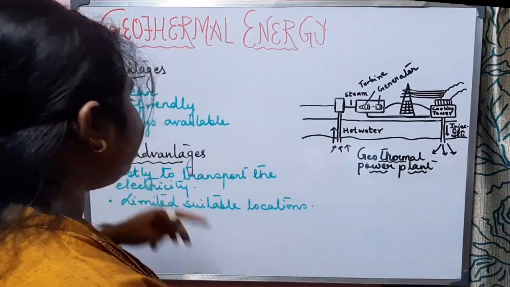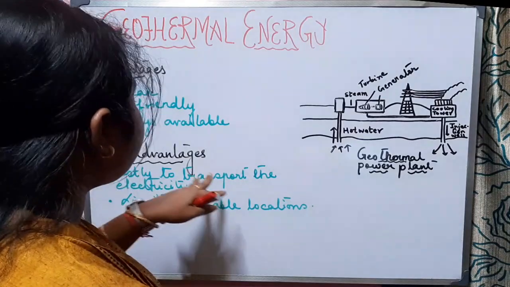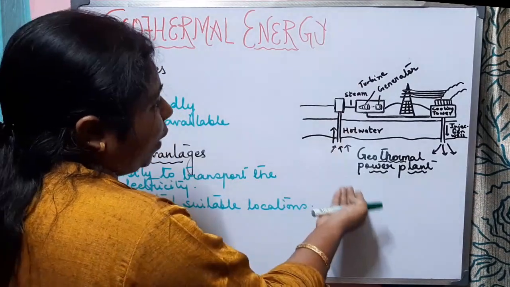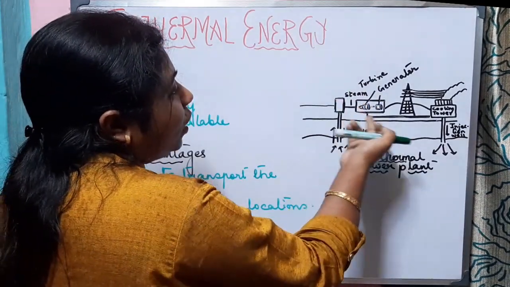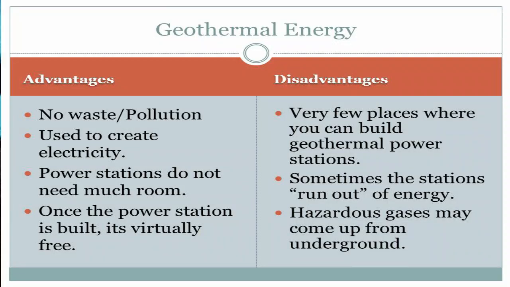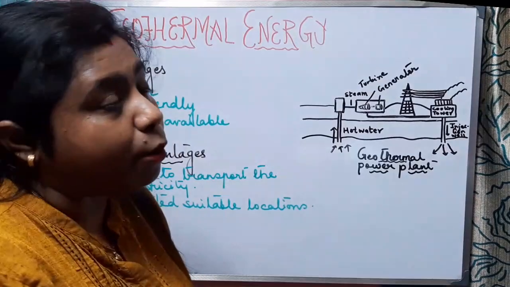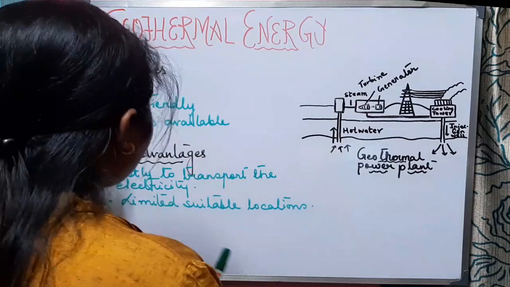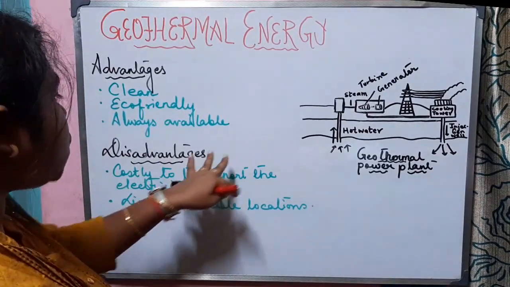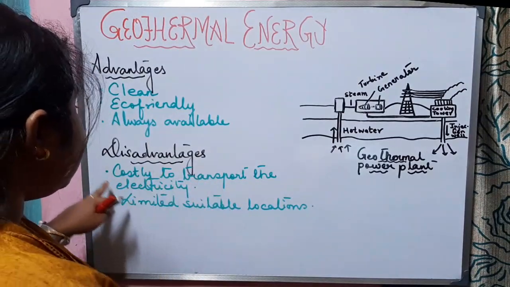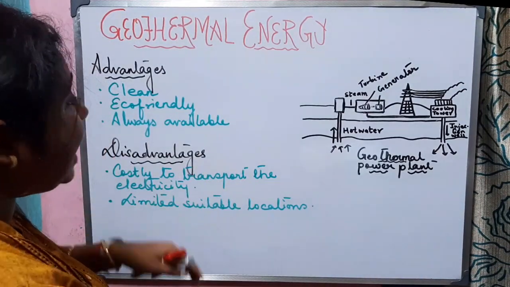Now coming to the disadvantages, it is costly to transport the electricity. Yes, it is quite costly to drill a well, then to connect the pipe with the turbine and to connect it with the generator and to provide electricity. It is quite costly to set up the whole geothermal power plant, and thus it is costly to transport the electricity.